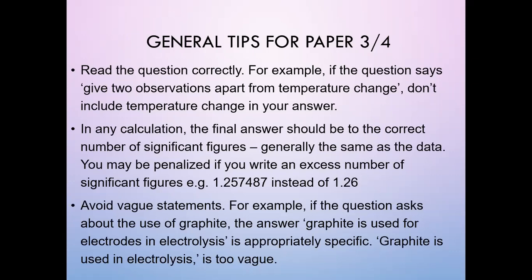Avoid vague statements. For example, if the question asks about the use of graphite, the answer should be graphite is used for electrodes in electrolysis. Do not just write graphite is used in electrolysis. That would be considered a vague answer.